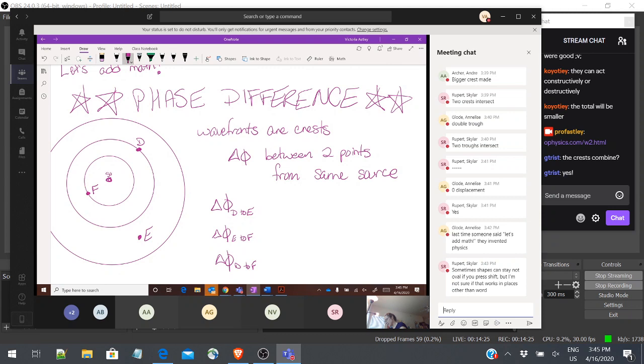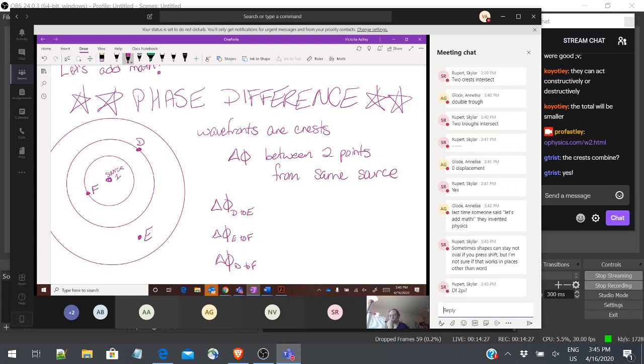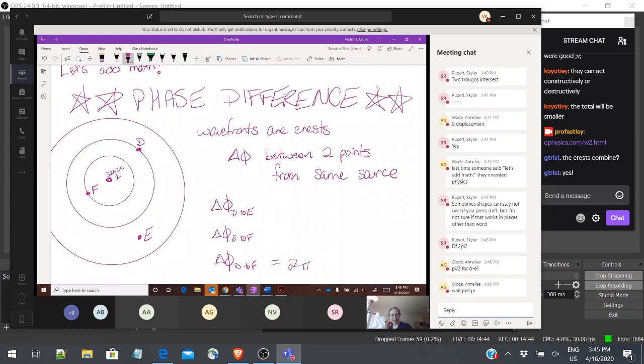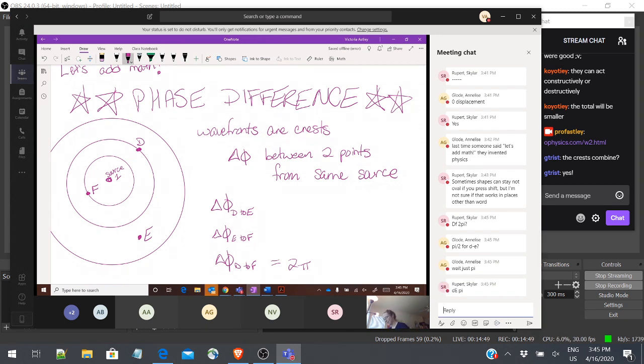This is our source right here, source number 1. Okay. Skylar says D to F is 2 pi, which is correct. Crest to crest is 2 pi, one complete cycle. Annie says D to E is, yes, just pi. Good, because it is crest to trough. It is tempting to think, oh, it's half, so it should be pi over 2, but it's half of a circle, which is 2 pi. How about E to F?